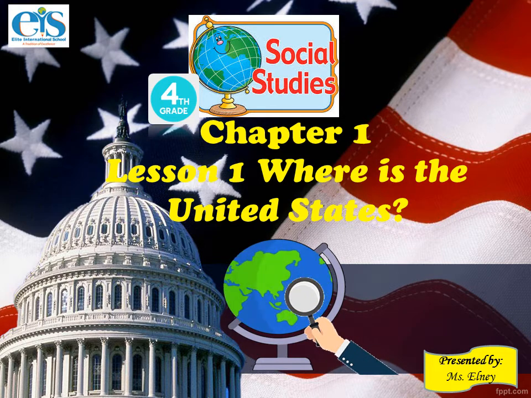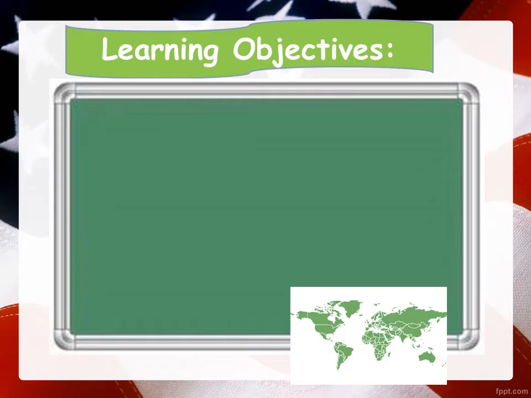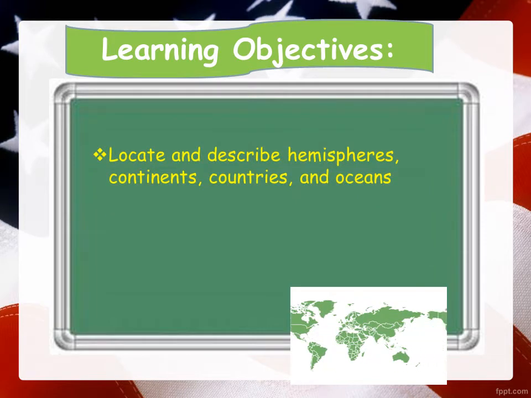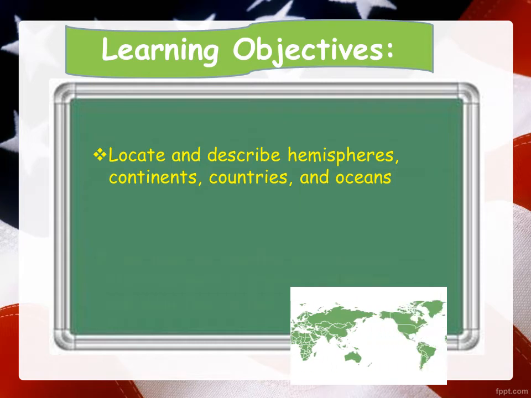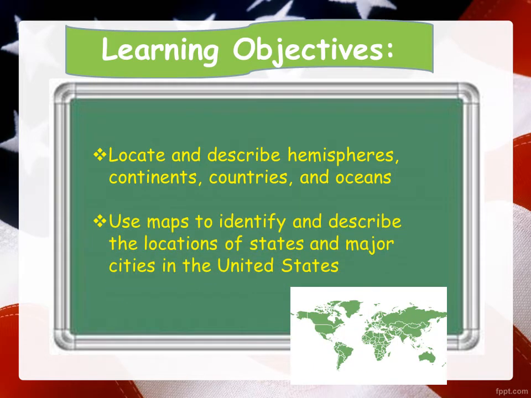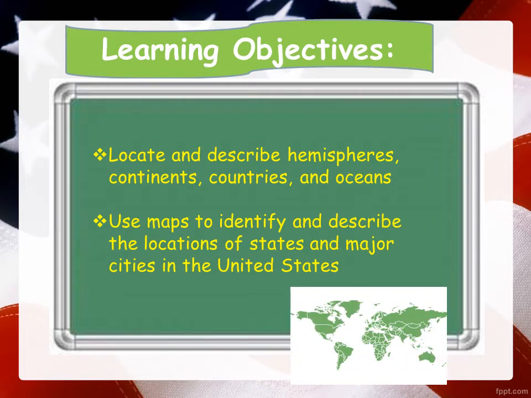This week we are going to cover lesson 1 of chapter 1. Where is the United States? I hope you're ready. For the learning objectives of this lesson, first, we're going to locate and describe hemispheres, continents, countries, and oceans. And number 2, we're going to use maps to identify and describe the locations of states and major cities in the United States.